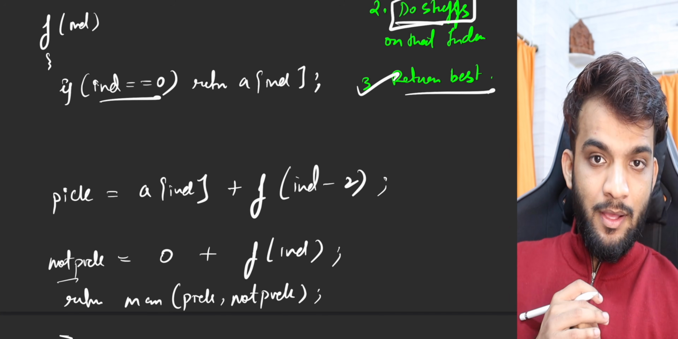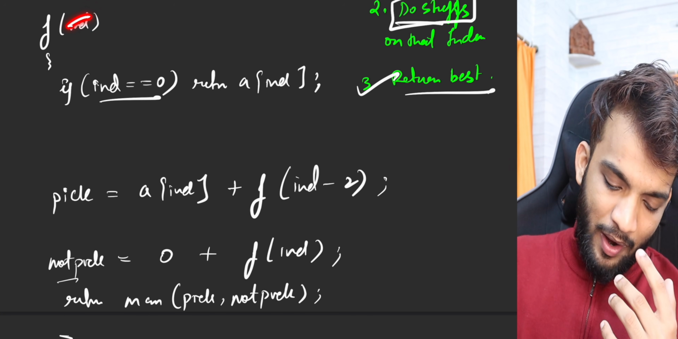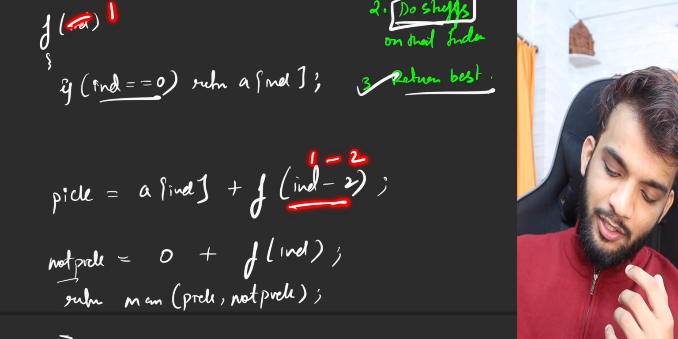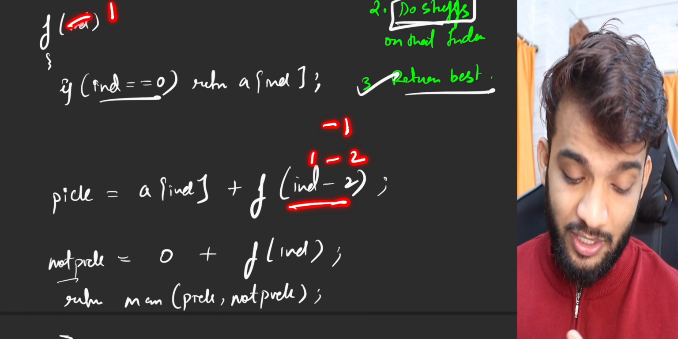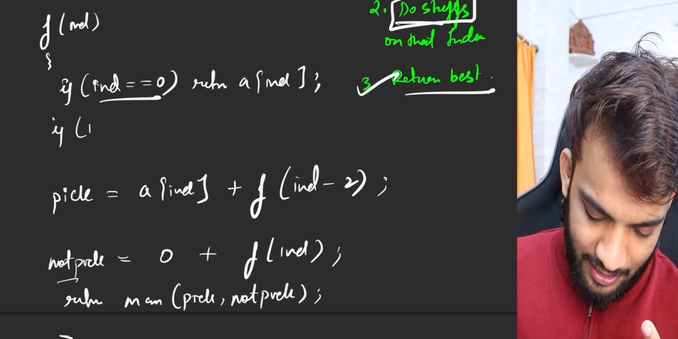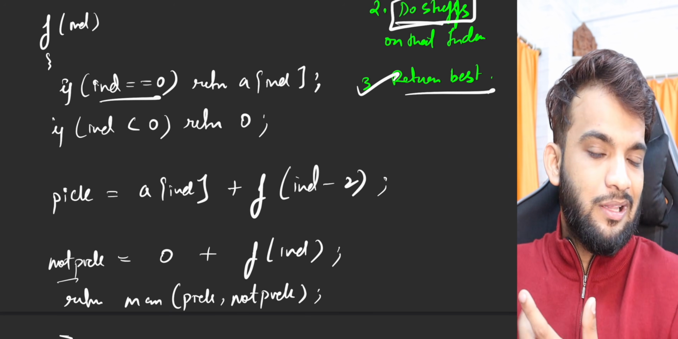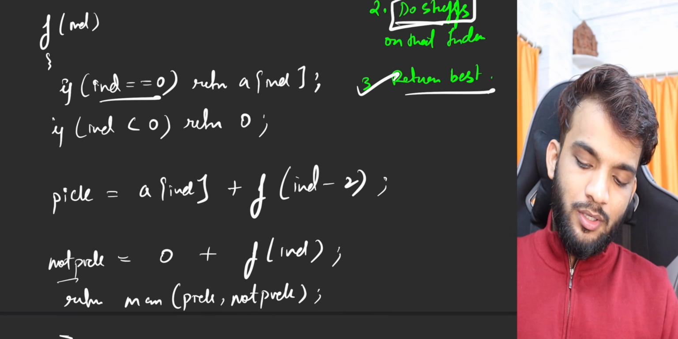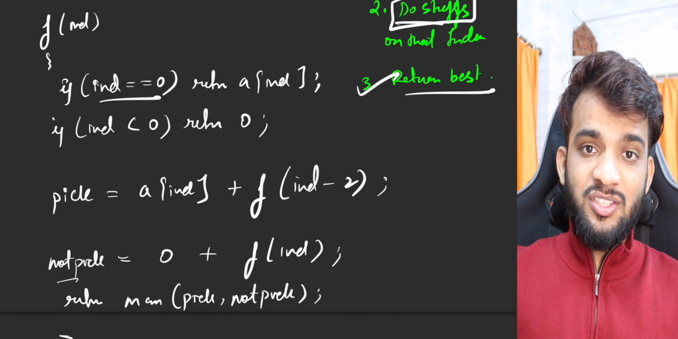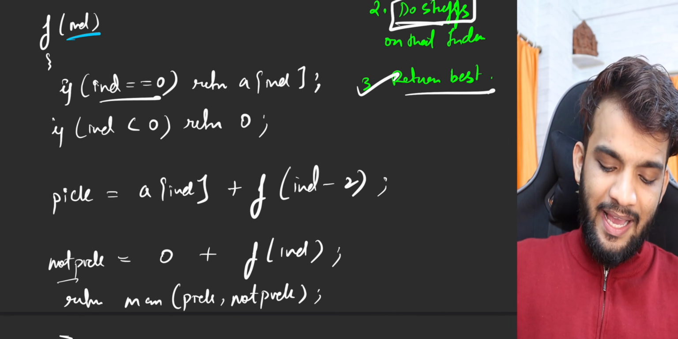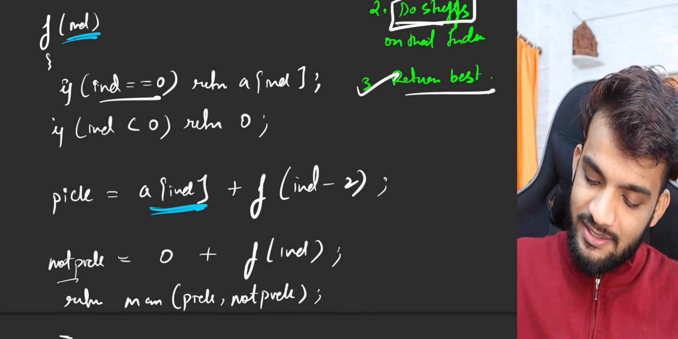But what if index was 1 and you did 1 minus 2 and went on to a negative index? You're running out of bounds. So there is another edge case that you have to think about in recursion. If I'm going to an index lesser than 0, I will return 0, because there will be nothing else. So over here, realize what I did. In the subsequence problem, the only change that I did was I represented it as index. I picked up the element, but instead of going to index minus 1, I just did index minus 2.